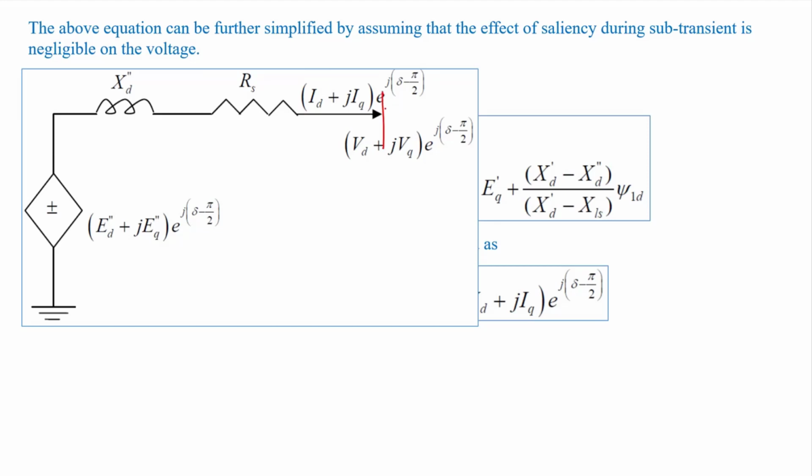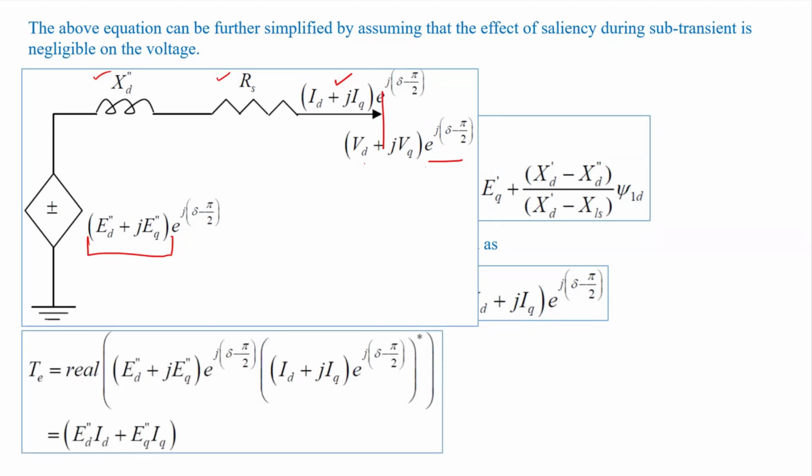This is your generator terminal voltage, that is VD + jVQ, which is multiplied with e to the power j (delta minus pi by 2), because it is represented in the common reference frame, the RI axis. Similarly for the current. These are the parameters, and this is your internal EMF, ED double dash + jEQ double dash, times e to the power j of (delta minus pi by 2). Now your torque equation also you can find: the electromagnetic torque developed is the real part of this internal EMF into the current.